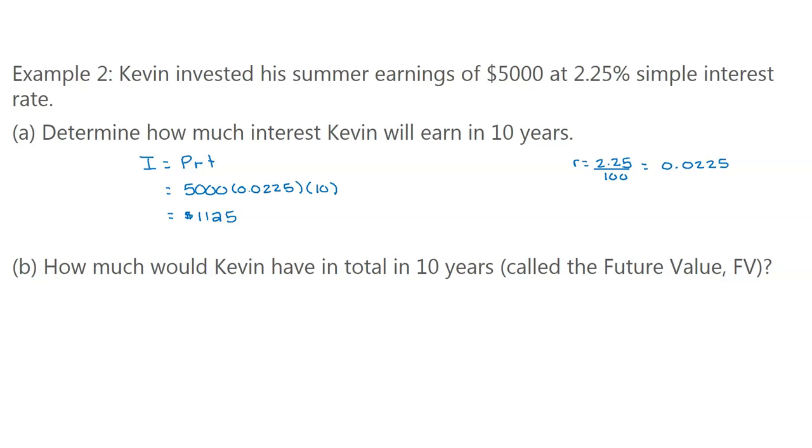Now it says, how much would Kevin have in total in 10 years? This is called the future value, or just FV. So 1,125 represents how much interest he gets, but how much would he have in total? Now the formula to calculate the amount of money you'd have in total is just to take the principal and add on how much interest he earned. So $5,000 plus $1,125 is the future value, which is $6,125.